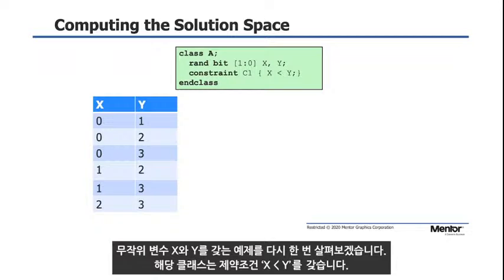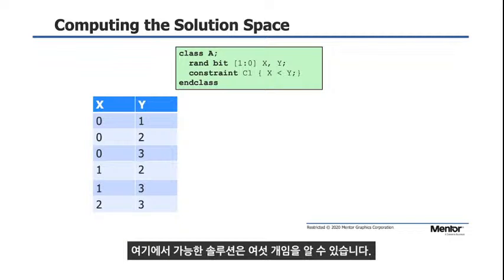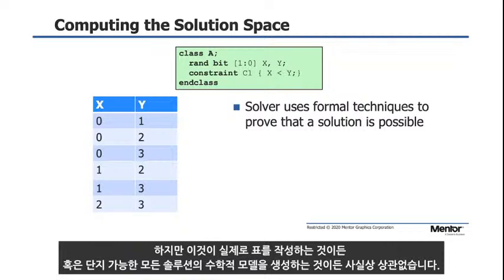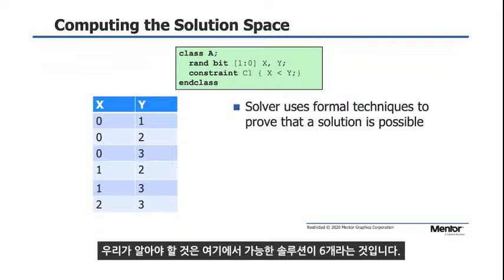So let's take a look at that example with the two random variables x and y again. We have the constraint x less than y in our class, and we can see that there are 6 possible solutions. Now, the solver will go about using some kind of formal technique, which we don't really need to go into here, but whether it actually builds a table or just creates a mathematical model of all the possible solutions, it really doesn't matter. What you just need to know is that there are 6 possible solutions here.